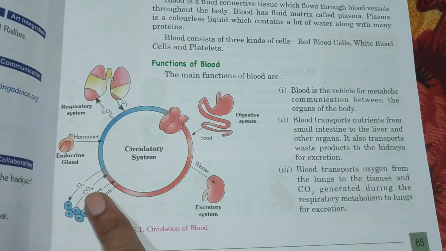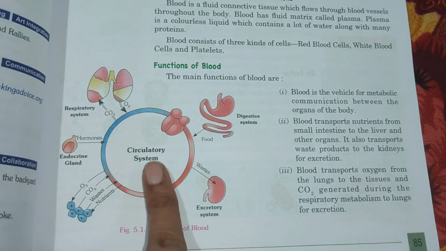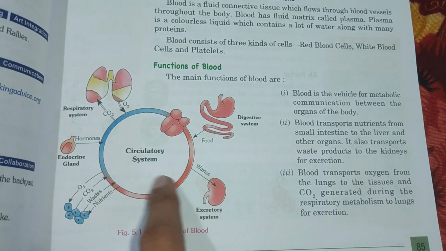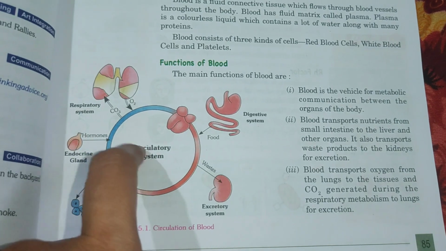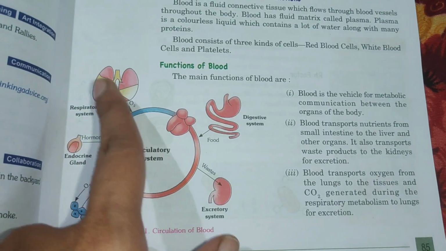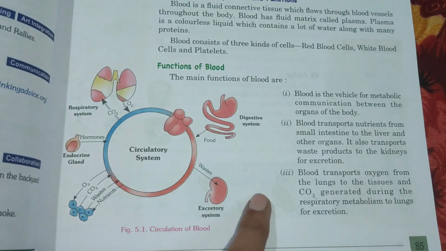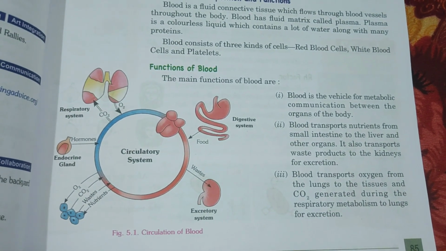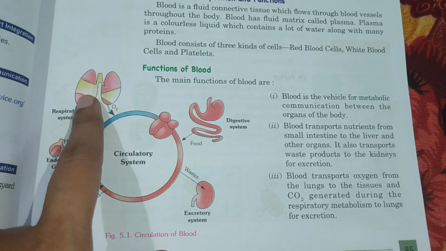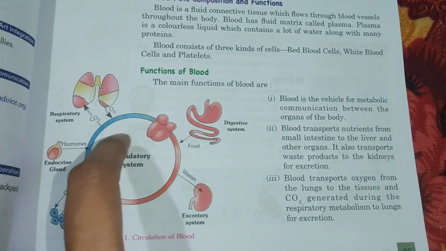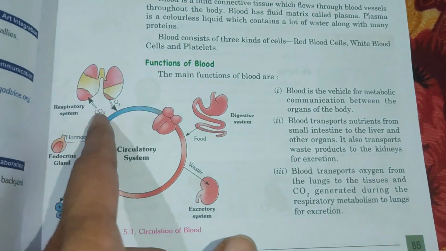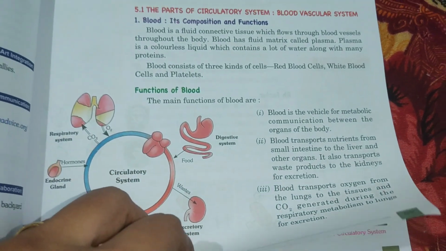Even nutrients, wastes, oxygen, carbon dioxide, these are all transported to and from the body cells. In the endocrine system, hormones will be transported, and in the respiratory system, oxygen and carbon dioxide are transported. Like this, it will circulate throughout our body to transport so many substances. Even the blood transports oxygen from the lungs to the tissues and CO2 generated during respiration back to the lungs. So like this, the main functions of the blood are explained.